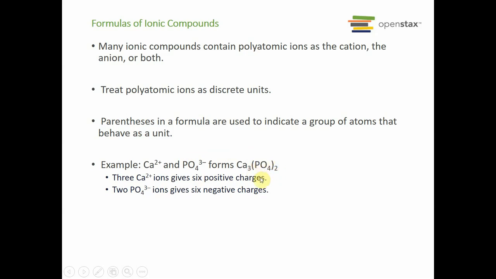And so just as we had the aluminum oxide, in which we had to balance the charges in order to come up with a formula that was electrically neutral, you have to have the subscripts here also to indicate that 3 calciums give you 6 positive charges and 2 phosphates give you 6 negative charges and yield calcium phosphate. By the way, that's what our bones are made of.